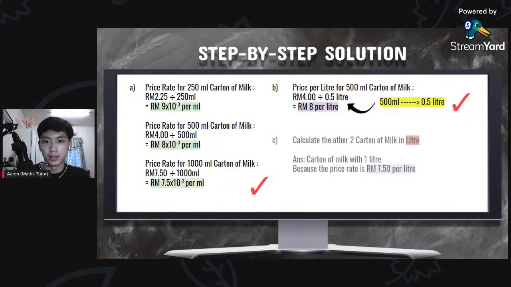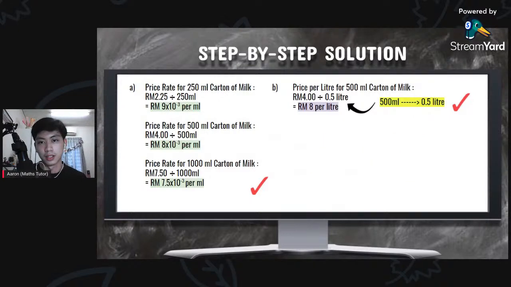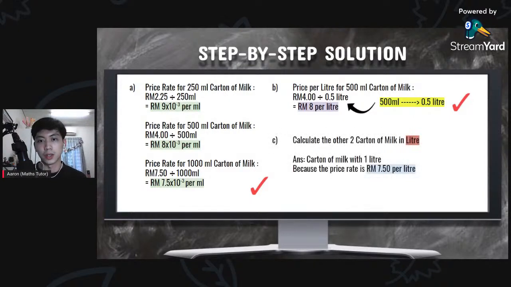And then we move to C. Calculate the other 2 cartons of milk in liter. Just now the question asked which one is the most affordable carton of milk to buy. We see here.